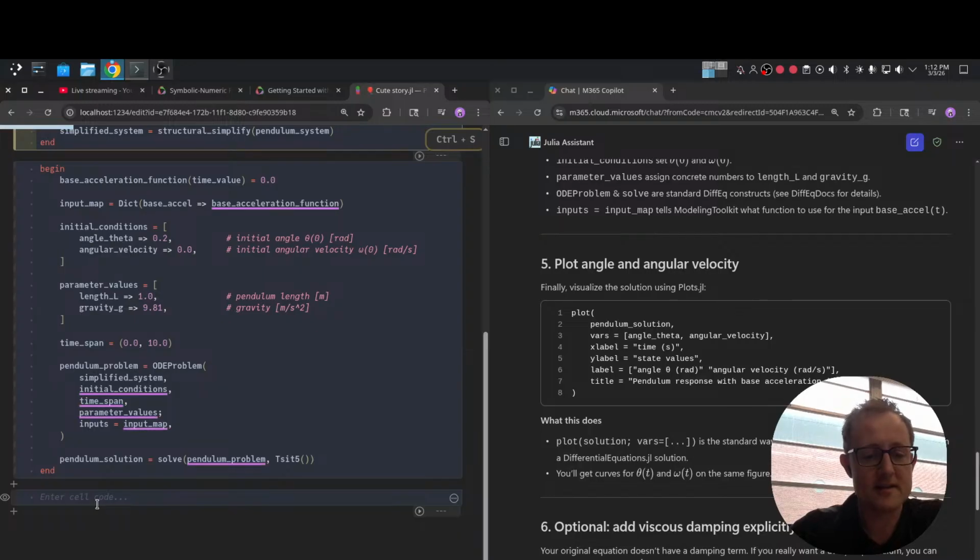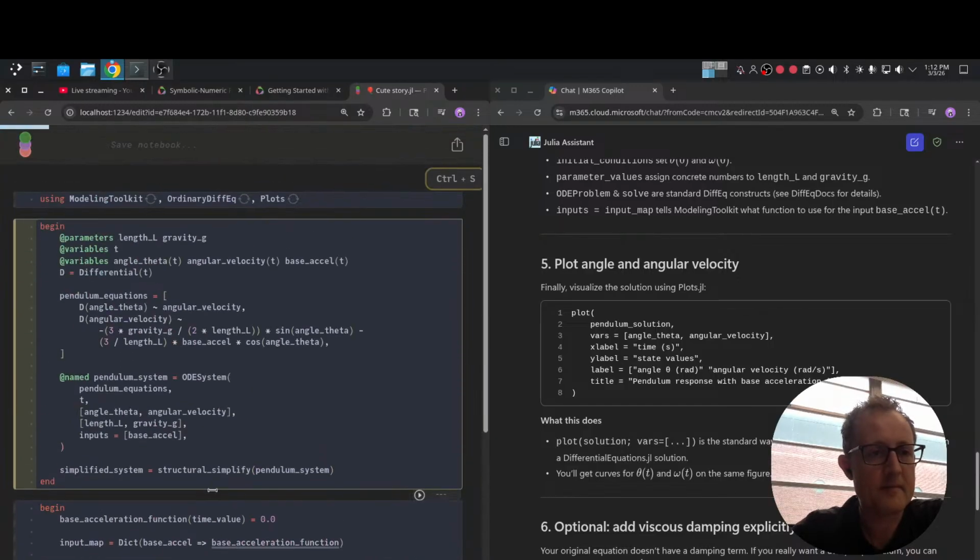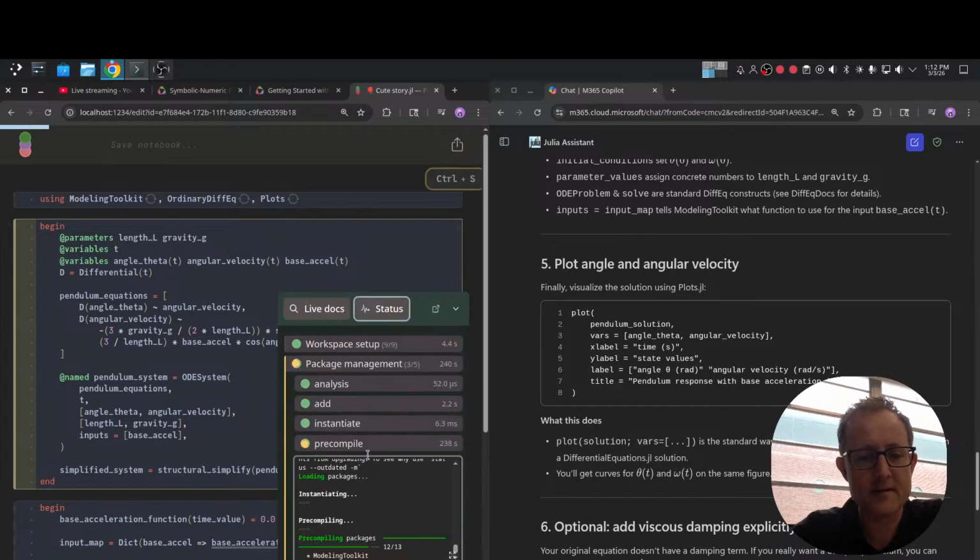All right, so let's see if we can actually plot something. And it's loading. It seems like it's going pretty well. It's just getting a little hung up.